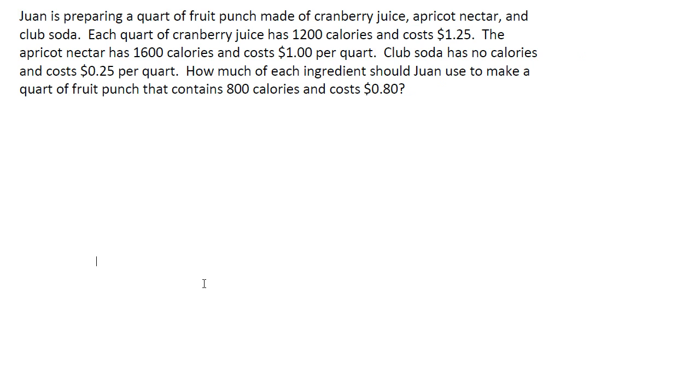So here's the problem that we have. Juan is preparing a quart of fruit punch made of cranberry juice, apricot nectar, and club soda. Each quart of cranberry juice has 1,200 calories and costs $1.25. The apricot nectar has 1,600 calories and costs $1 per quart, and club soda has no calories at all and costs 25 cents per quart. Pretty cheap, actually. How much of each ingredient should one use to make a quart of fruit punch that contains 800 calories and costs 80 cents?